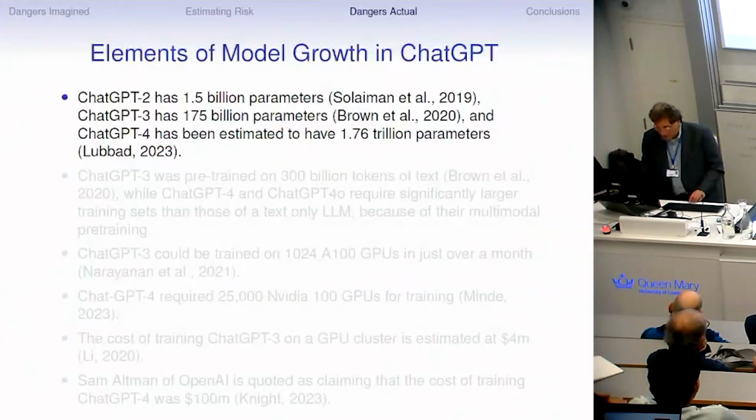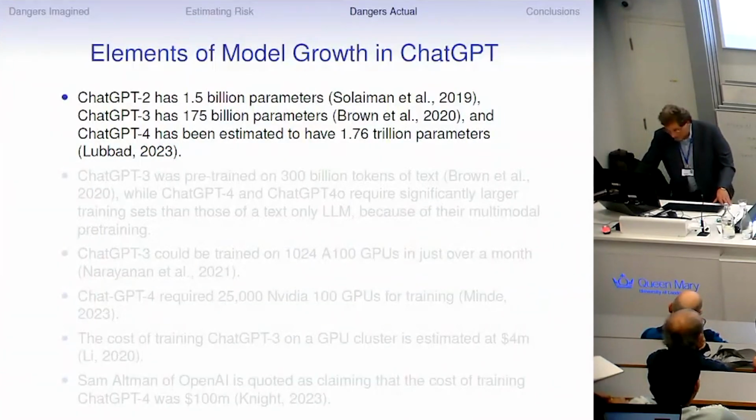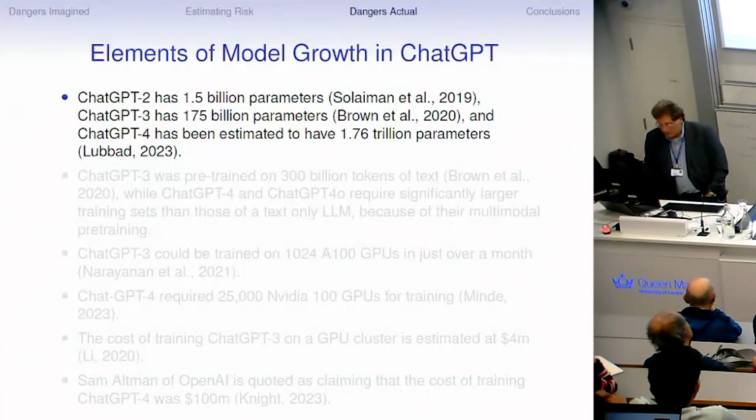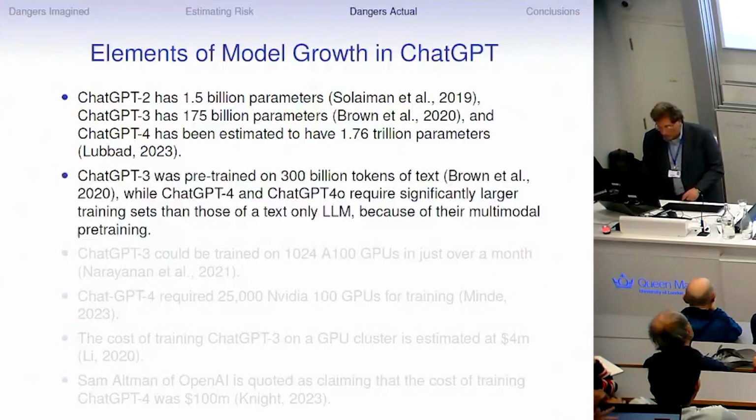To give you a sense of that, take a look at this. ChatGPT had 1.5 billion parameters in 2019. ChatGPT-3 has 175 billion parameters. ChatGPT-4 has been estimated to have 1.76 trillion. So in a 5-year period, this is the kind of growth in crucial elements of model size, and it's happened in other models too. Similarly in training, you get that kind of enormous fast rise.